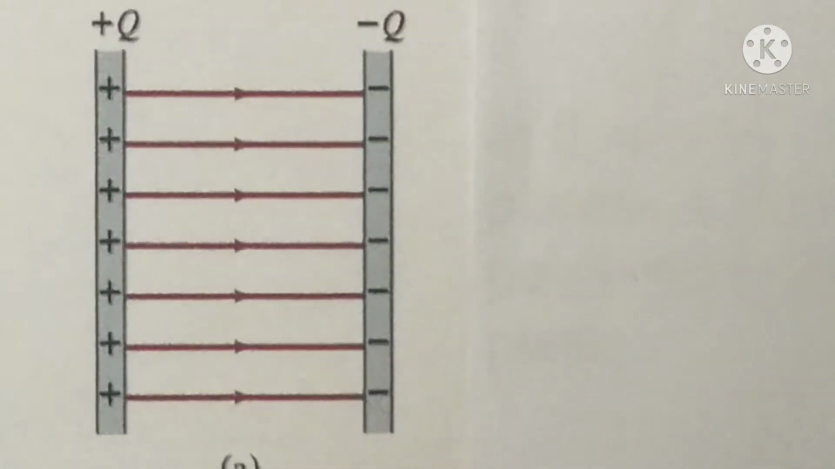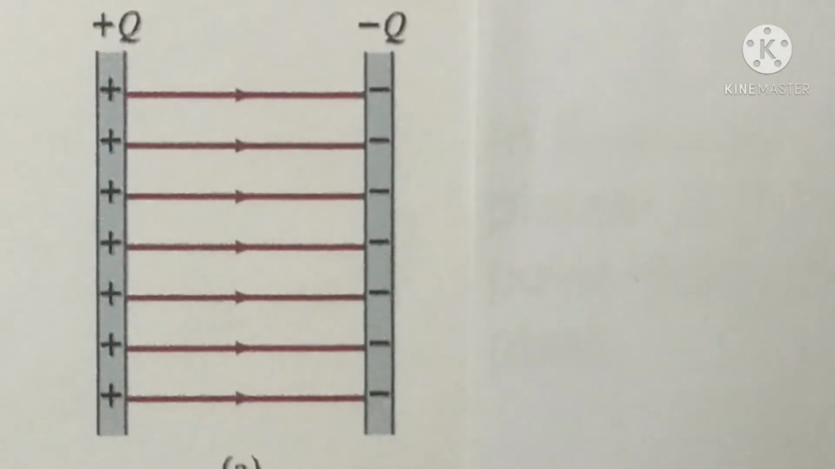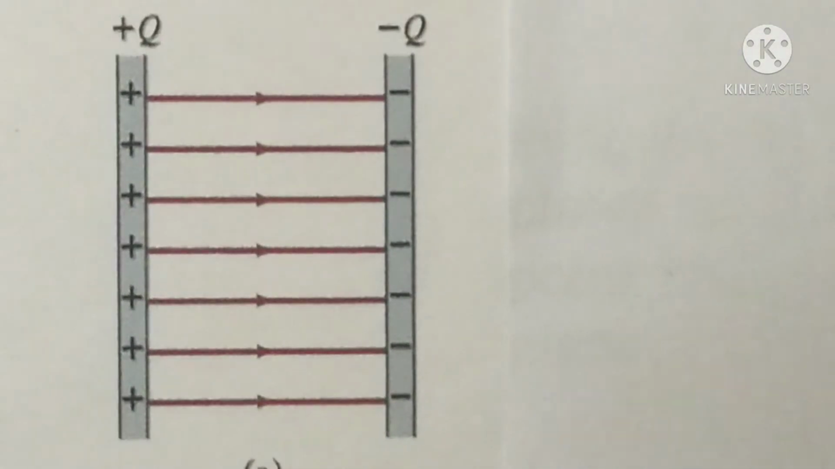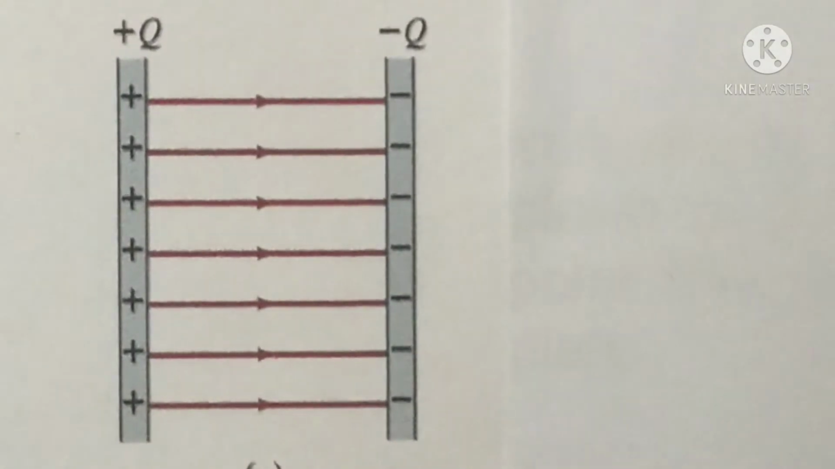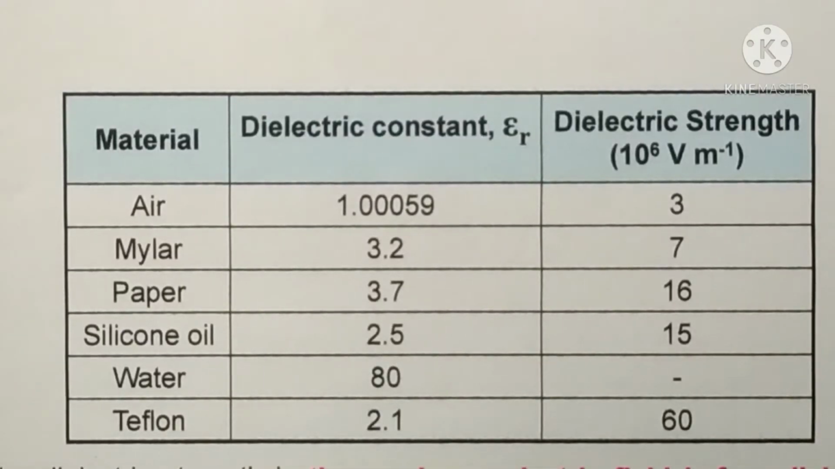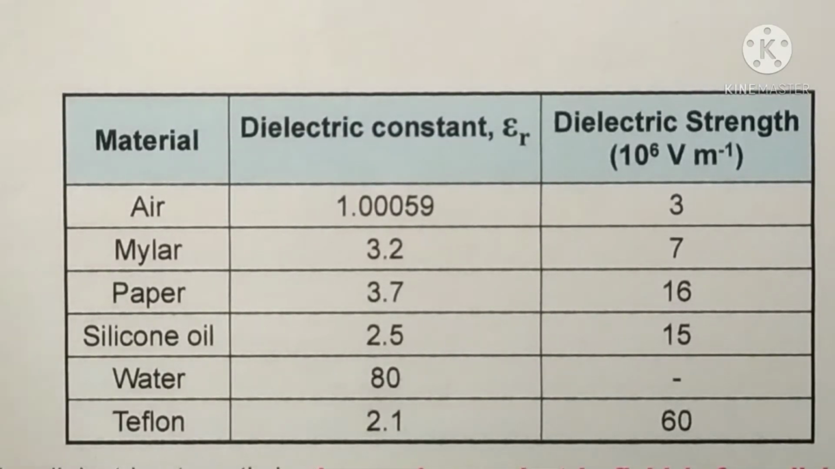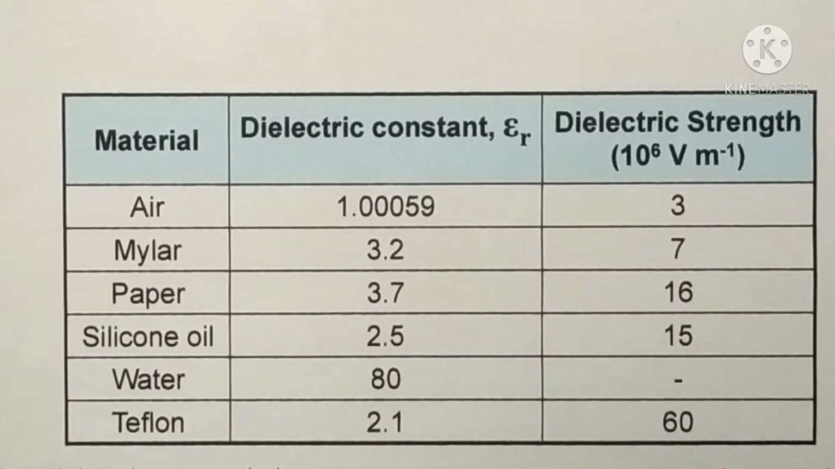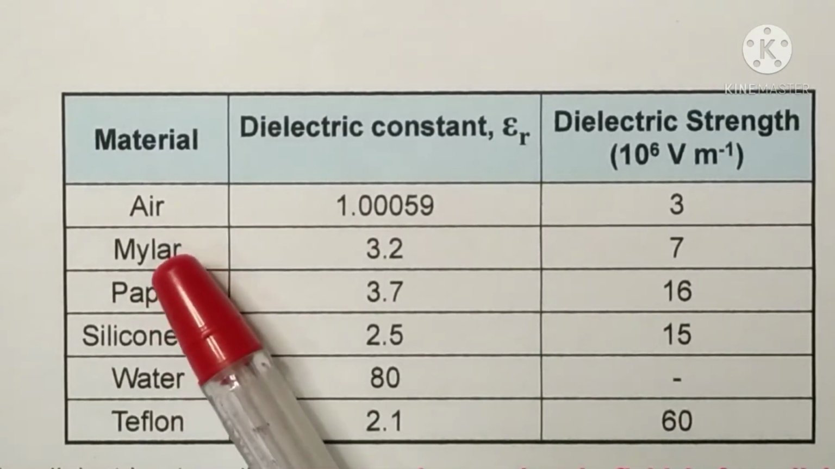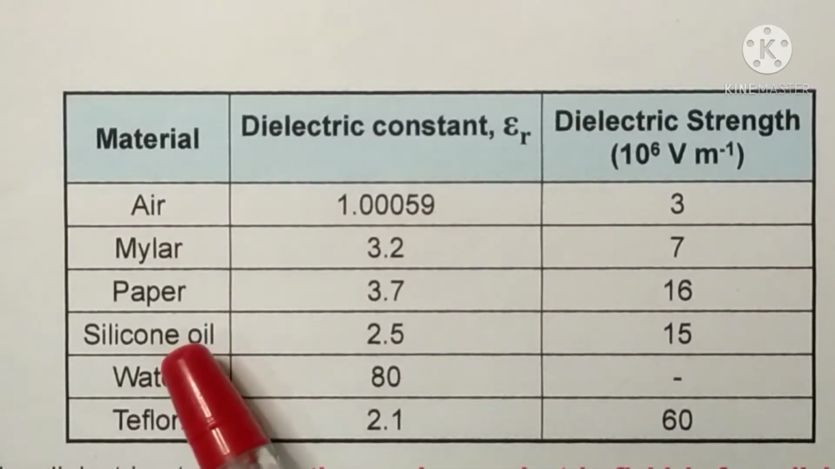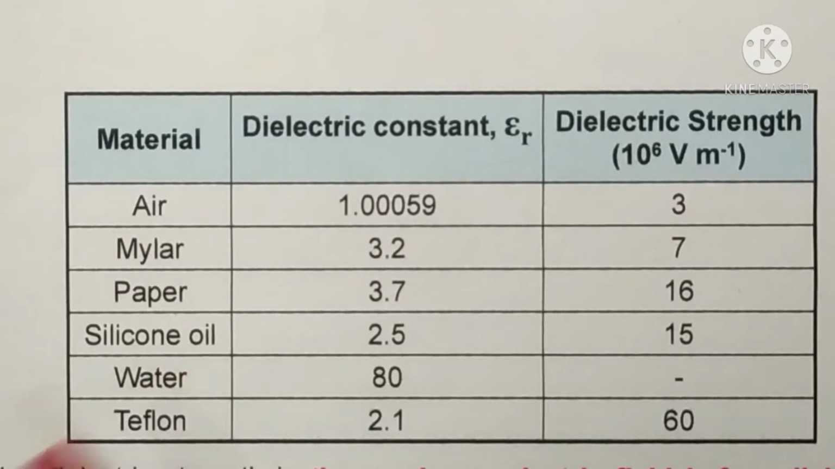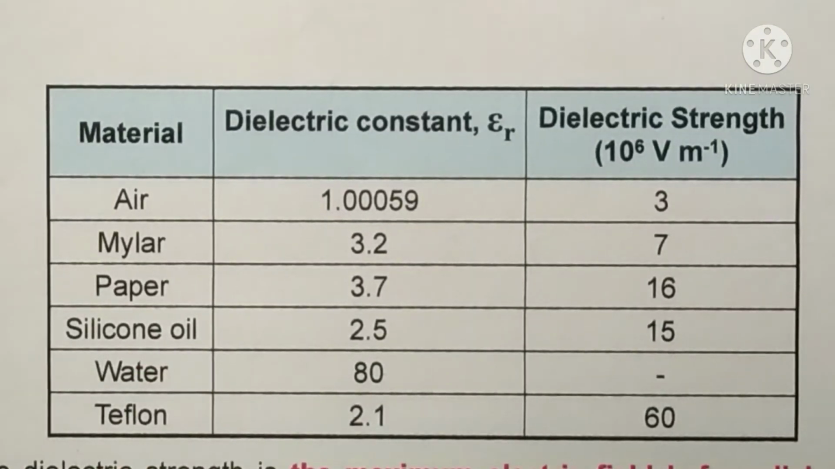Now the question is, what is the effect on the capacitance of a capacitor when any dielectric material is inserted between the two parallel plates? These are examples of dielectric materials. Start with air, Mylar, a form of polyester, followed by paper, silicone oil, water, and Teflon, a tough synthetic resin.